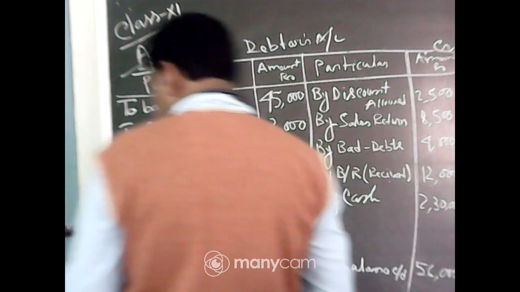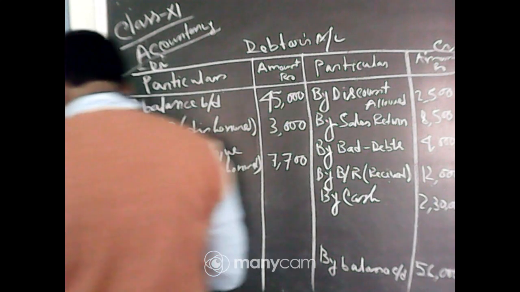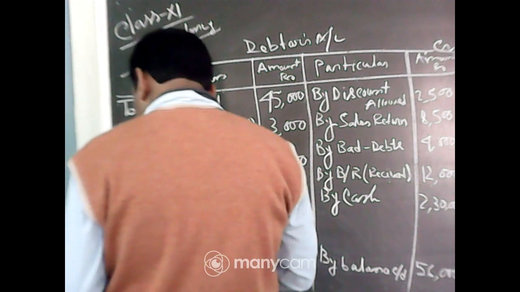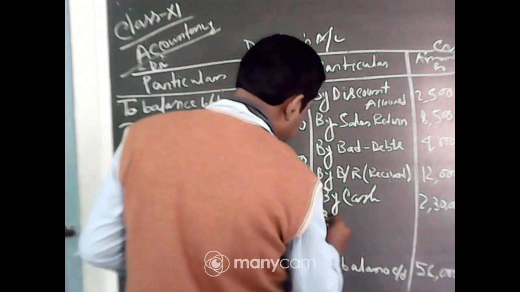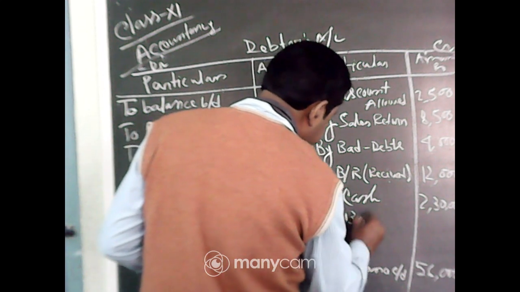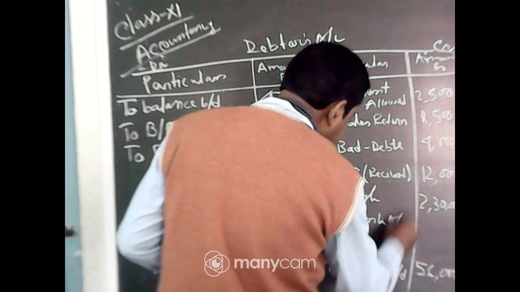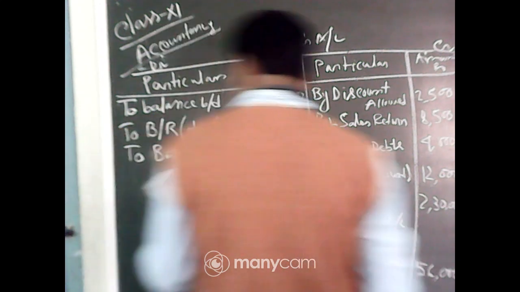Now next is check received from debtors, 25,000. That is by bank account debit by bank. That is 25,000.